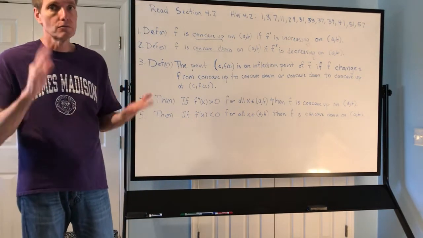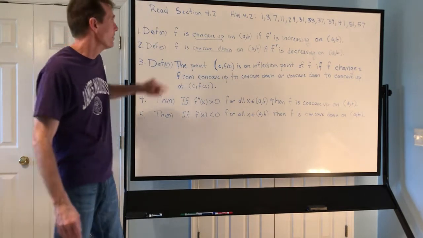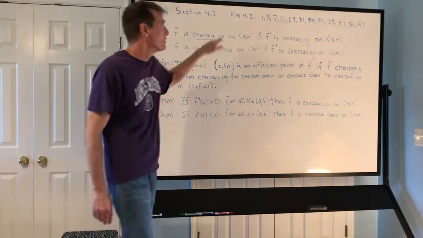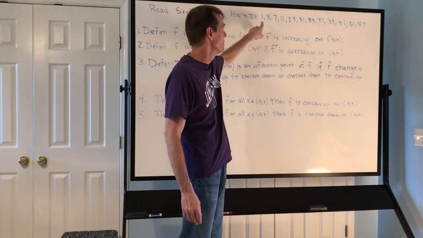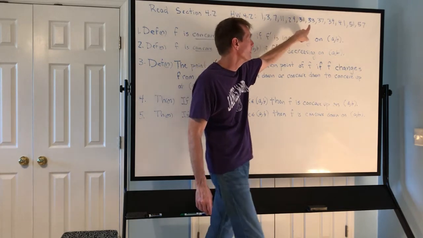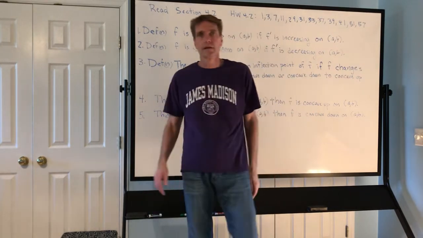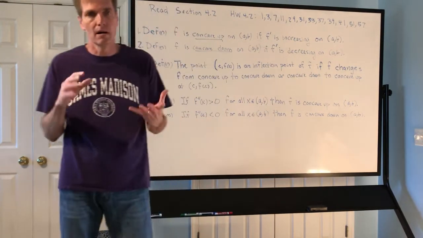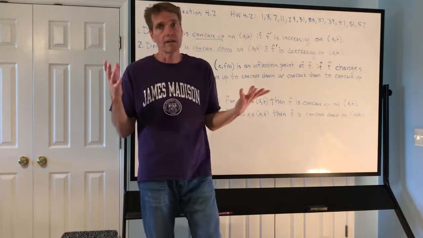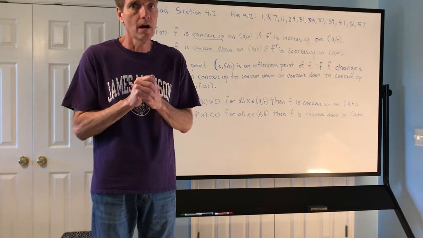As far as your reading, I know you've read this already, but we're going to be talking about concavity, so I think it's good to read section 4.2 again. And these are the homeworks that I want you working on in 4.2: 1, 3, 5, 7, 11, 29, 31, 33, 37, 39, 41, 51, and 57. Now the first few are graphical, trying to decide whether or not some region is concave up or concave down.